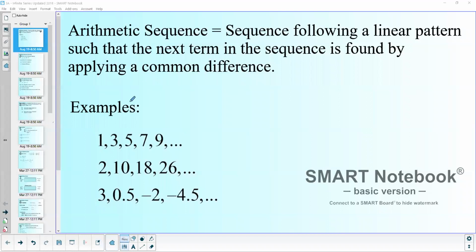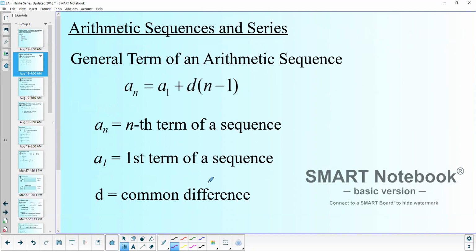So the first slide talks about arithmetic sequences, and arithmetic sequences just follow linear patterns. So each time you add or subtract the same amount from term to term. So in the first example, you're adding 2. Second example, you are adding 8 over and over. Sorry for the handwriting, it's a little hard to write with a mouse. And the third one, you're subtracting 2.5.